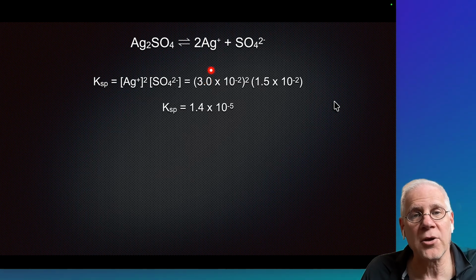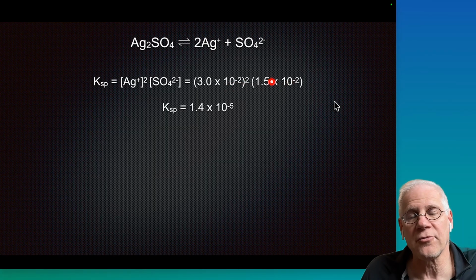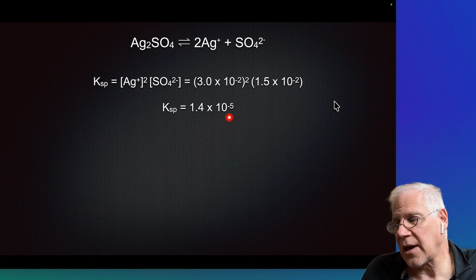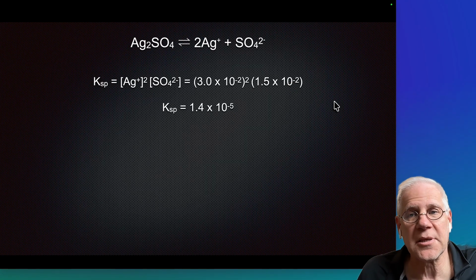So I plug in my value for the silver ion concentration that we just calculated, 3 times 10 to the minus 2. That gets squared times sulfate concentration, 1.5 times 10 to the minus 2. And we get a Ksp of 1.4 times 10 to the minus 5.